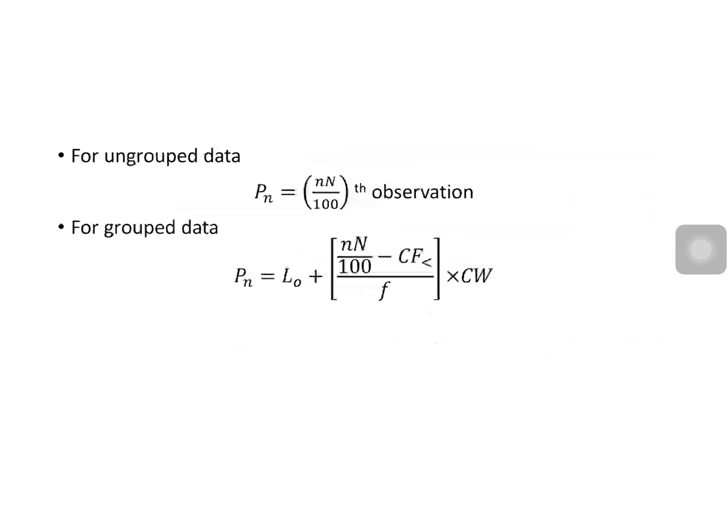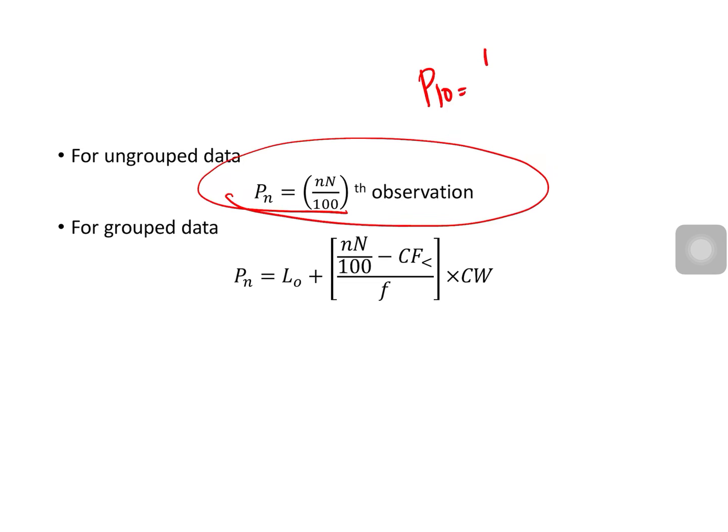So for ungrouped data, we use this formula. Let us say I want to compute for P10, then that would be 10n over 100. Let's say P90, we have there 90n over 100. And then again for grouped data, this is just the same as computing for the median. The only difference is this one.